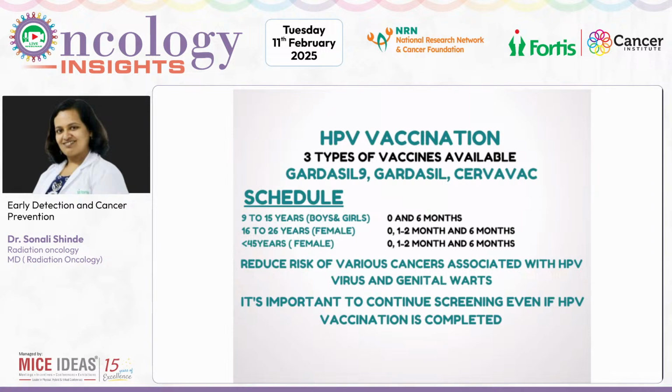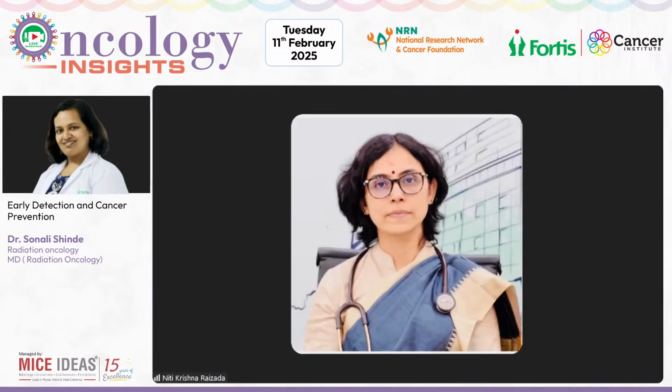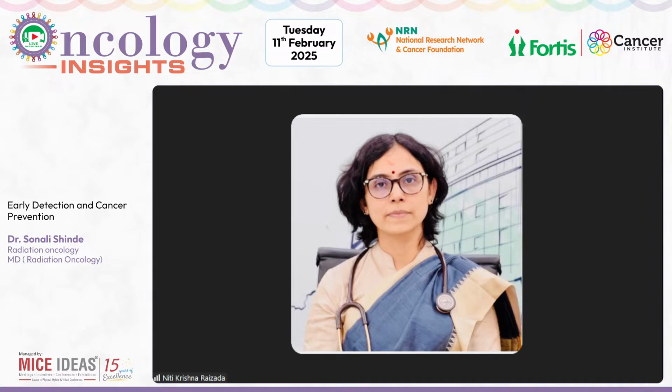Other high-risk HPV serotypes are 31, 33, 45, 52, and 58. There are certain non-cancer causing serotypes also, like 6 and 11, which cause about 90% of anogenital warts. HPV vaccination is available in India, with 3 types of vaccines which give protection against cervical, vaginal, vulval, anal cancer, and anogenital warts. The 3 vaccines available are Gardasil 9, Gardasil, and Cervavac.